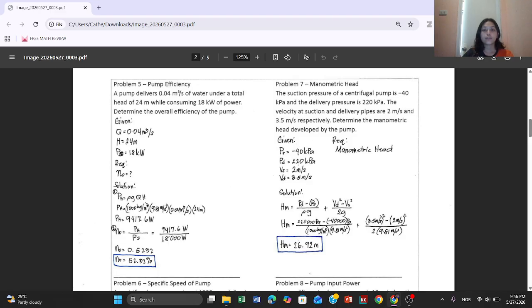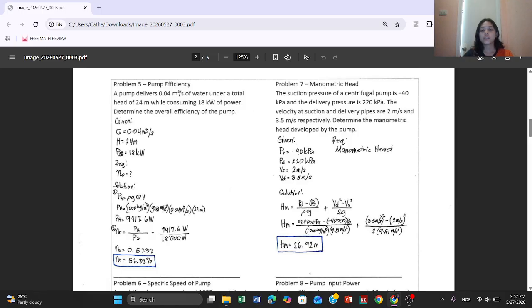Let's identify the given first, which is we have the Ps, or the suction pressure, which is negative 40 kPa, and we have the delivery pressure of 220 kPa. We have the velocity at the suction, which is 2 meter per second, and we have the delivery velocity of 3.5 meter per second. The required is the value for the manometric head.